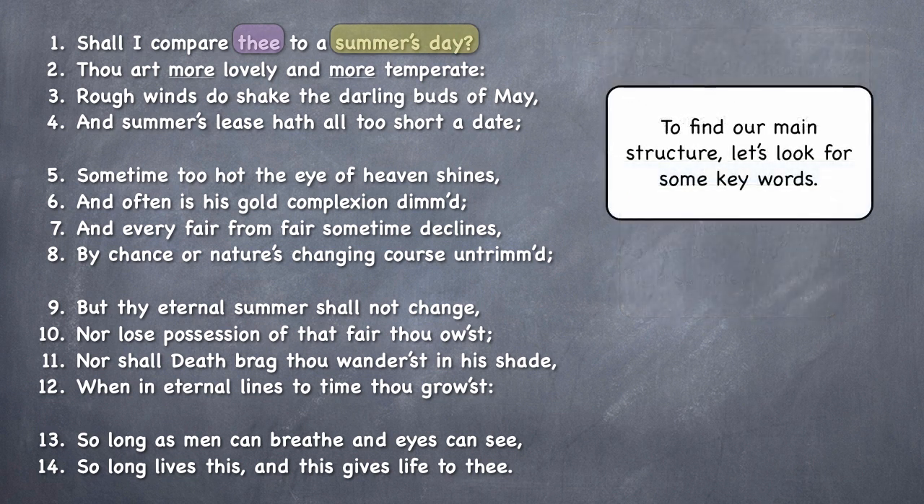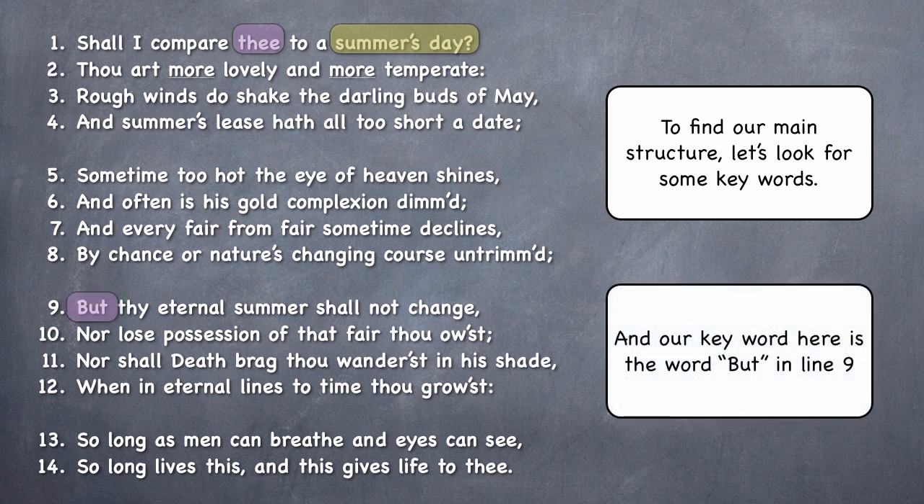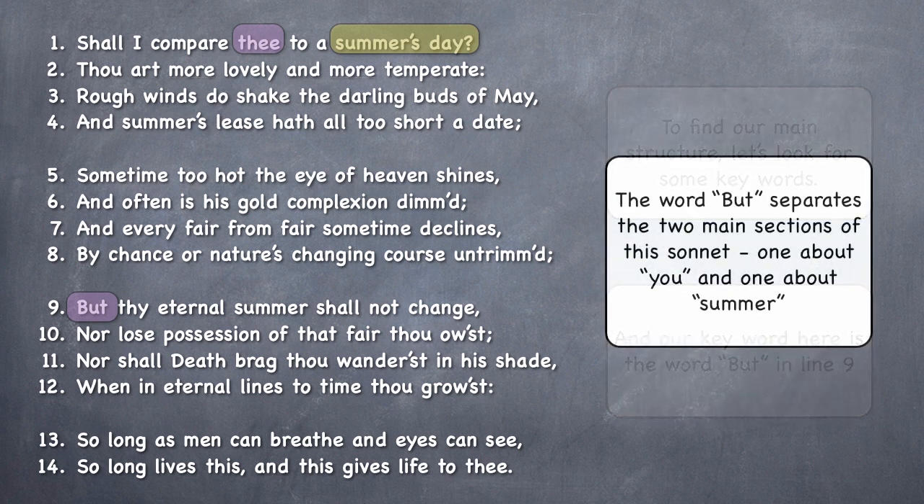So to find our main structure, we have to look for some key words. And what are the key words? The key words are words like and or the word but, and their permutations. For example, versions of the word and would be in addition, also, and so on. And versions of the word but could be however, nevertheless, unfortunately, and words like that. So our keyword here is the word but in line 9. And what it does is, the word but separates the 2 main sections of the sonnet. One is about you, and the other one is about summer. Okay, let's take a closer look.